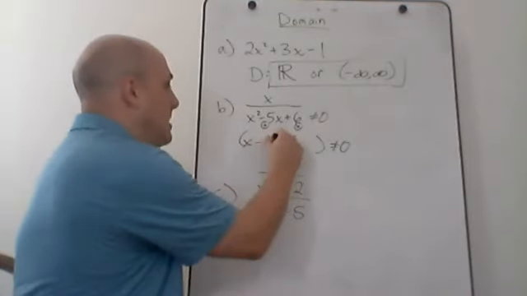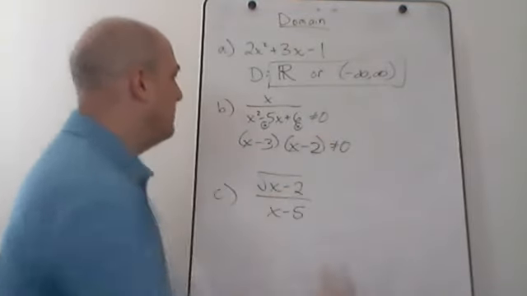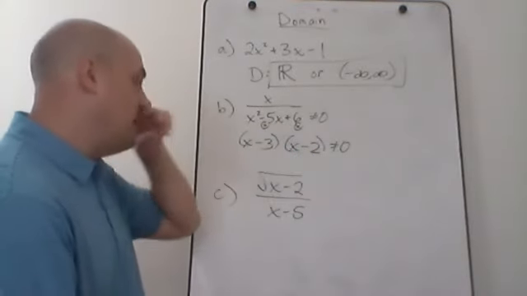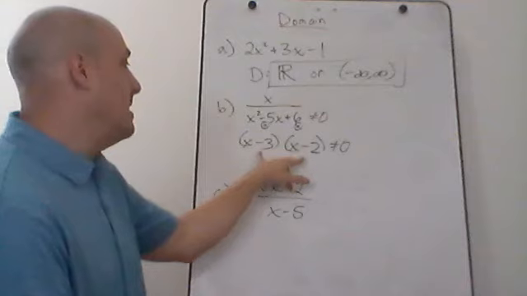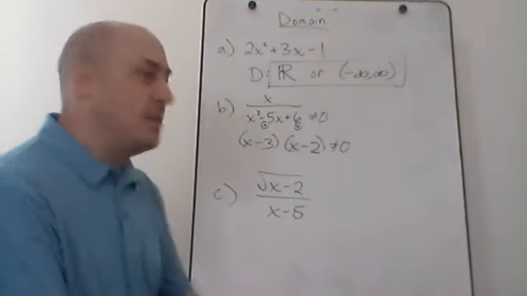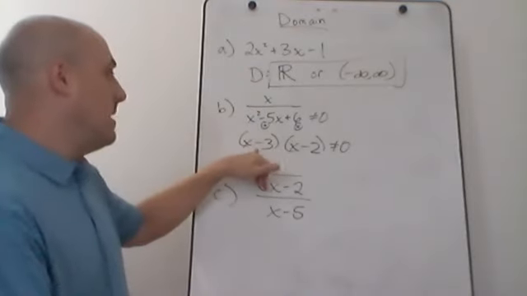Well, those numbers are going to be negative 3 and negative 2, right? Yeah, negative 3 times negative 2 equals positive 6. When I add a negative 3 and a negative 2, it adds up to negative 5. Right, so that's my factoring here. So now what number would make this equal 0?